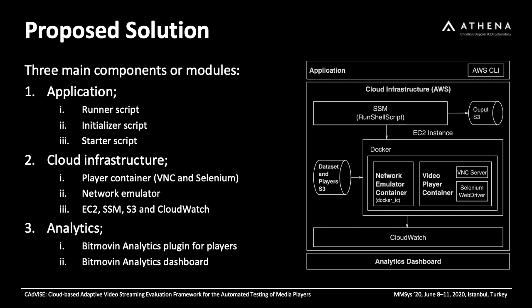Next is the analytics component. When we run the test, it causes the players, which are equipped with the Bitmovin Analytics plugin, to fetch specific video segments and actually play the content. These segments are chosen by the player algorithms based on the network that we have provided for each player. Then the Bitmovin Analytics plugin collects useful information from each session and sends it back to the Bitmovin servers.